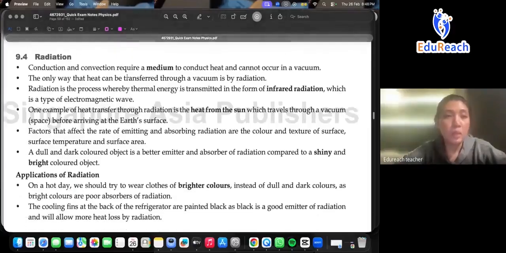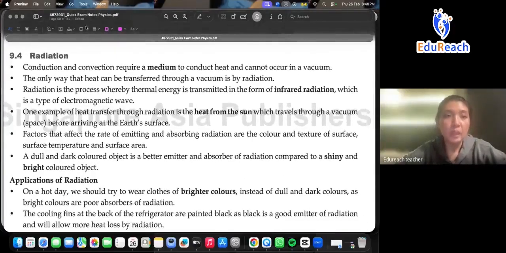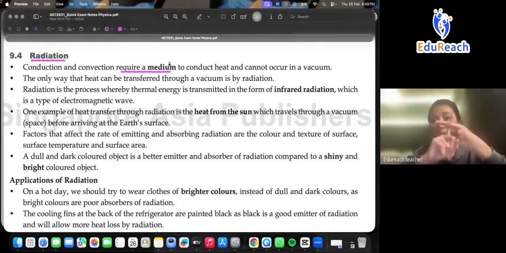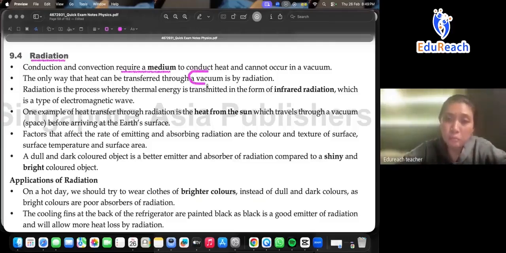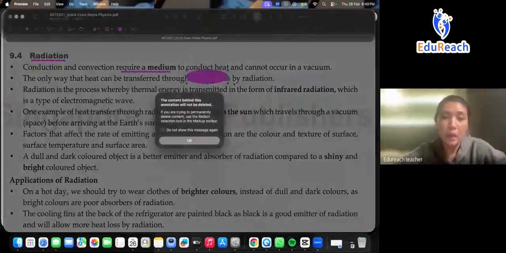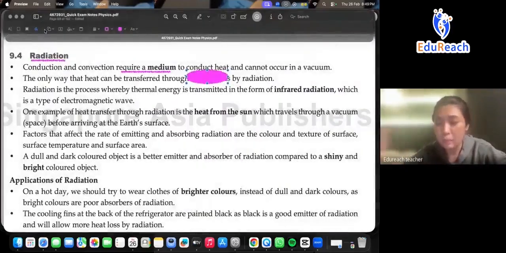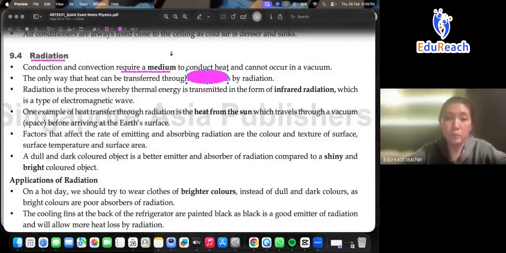Okay. Next one is radiation. The key difference for radiation between the other two is that radiation does not require a medium, whereas conduction and convection require a medium. It is a requirement. We must have a medium, otherwise we cannot conduct, cannot transfer thermal energy via convection. So if you have a vacuum, like for example outer space from the sun to the earth, we can only depend on radiation.